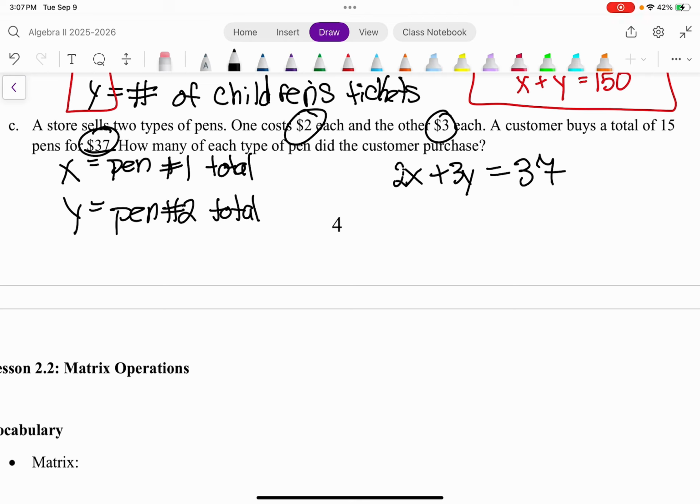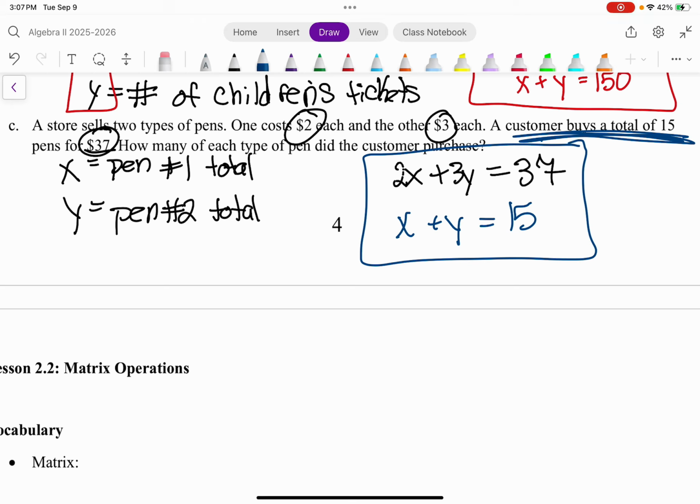We want to keep all the dollar units together in one equation. And then the last piece of information we haven't used, they bought a total of 15 pens. So the number of pen number 1 plus pen number 2 together would add up to 15. We will go over solving these later, but for now, that's all you need to do on this section, even on that section of the homework. Let me know if you have any questions.